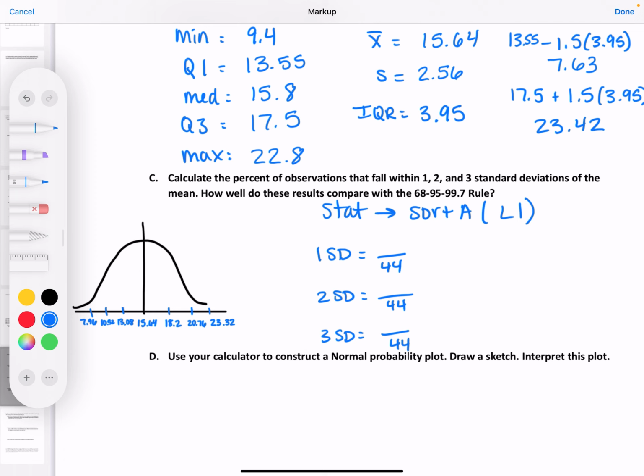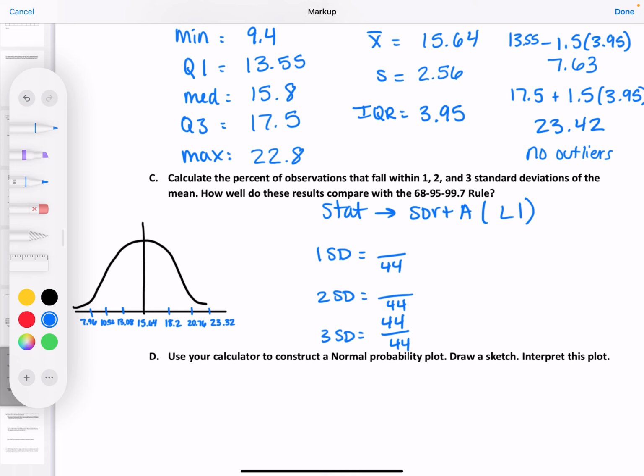And we didn't really answer the question, but were there any outliers based on the fences? Kind of forgot to answer that question. Are any numbers bigger than 23.42 or less than 7.63? No, so no outliers. So that means that within 3 standard deviations, all the numbers you have should be within that. So your 3 standard deviations should be all 44 numbers.